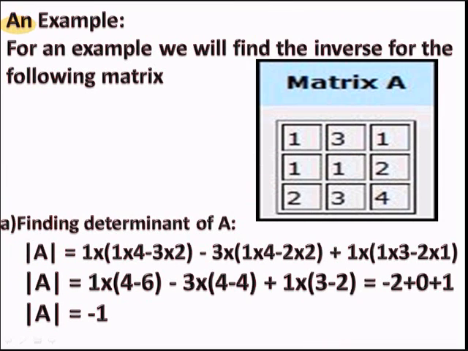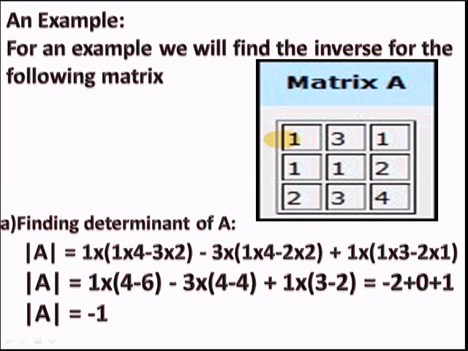Let's take an example. Let's find the inverse of this matrix. This is a square matrix, 3 by 3 matrix: 1 3 1, 1 1 2, 2 3 4. First of all, we have to find the determinant value of this matrix. Let this matrix be A.